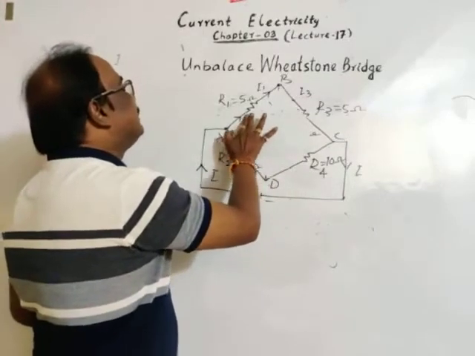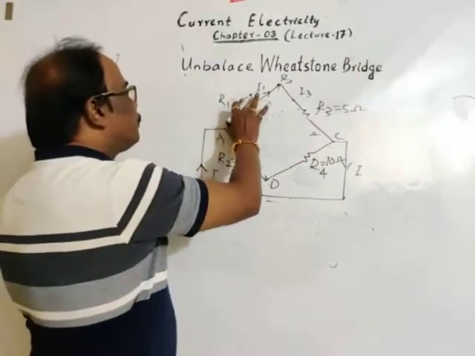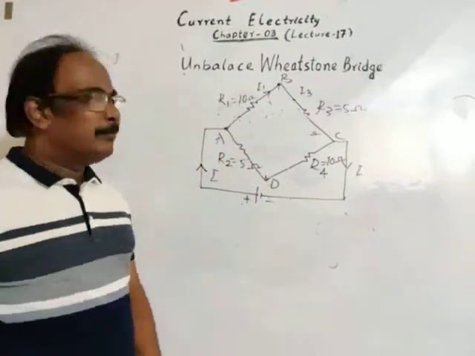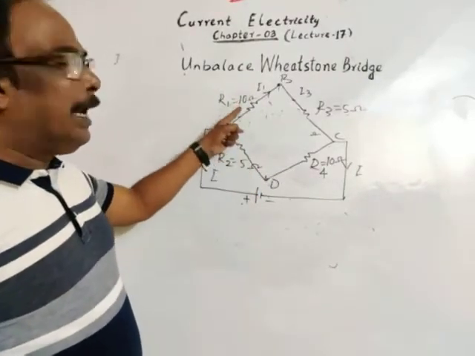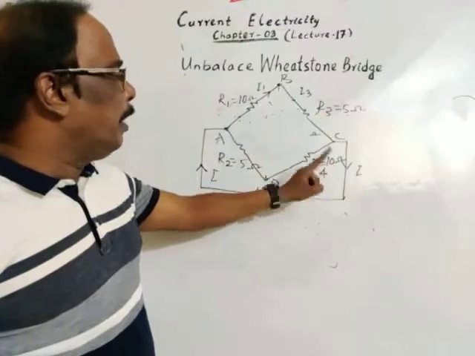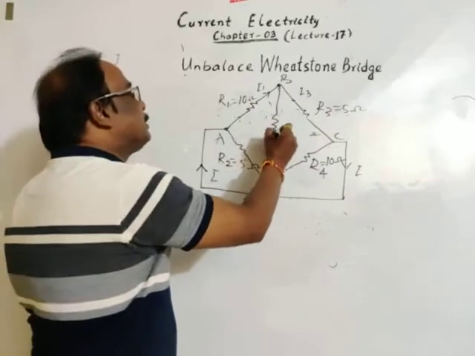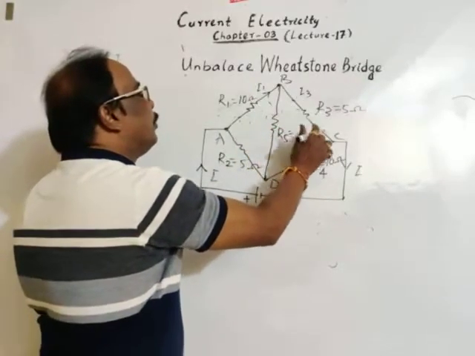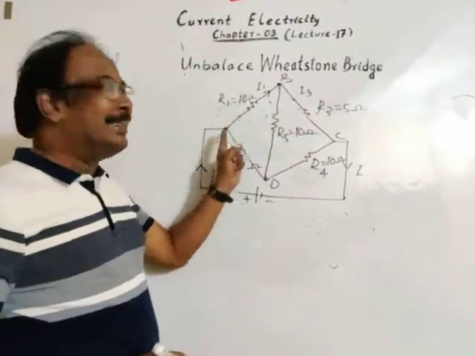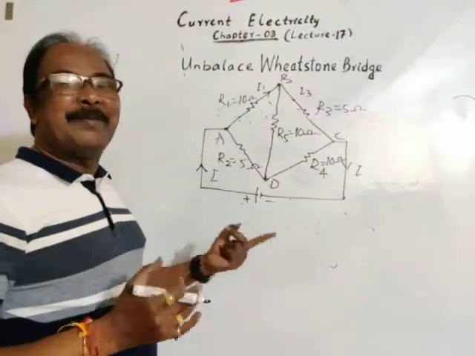Let's change the values a little. Let R1 is 10 ohm, R2 is 5 ohm, R3 is 5 ohm, R4 is 10 ohm, and let R5 be 10 ohm. The same data, only I have changed these two values. This was 5 ohm, I have taken 10 ohm, and this was 10 ohm, I have taken 5 ohm.